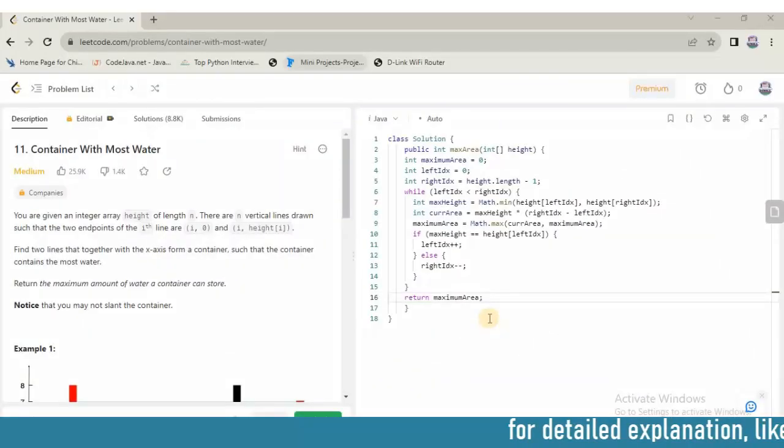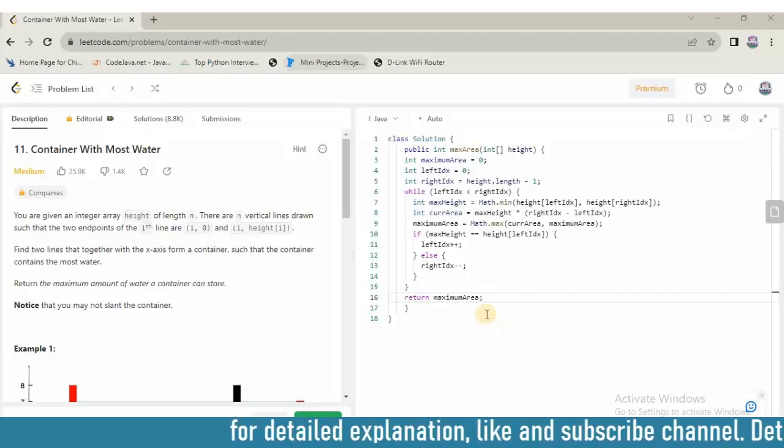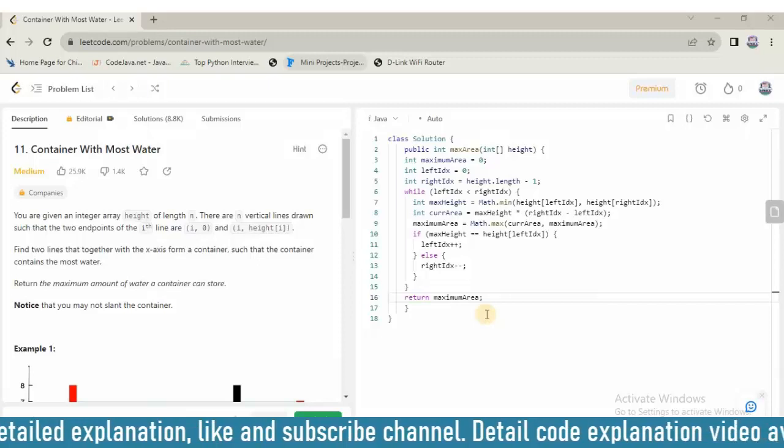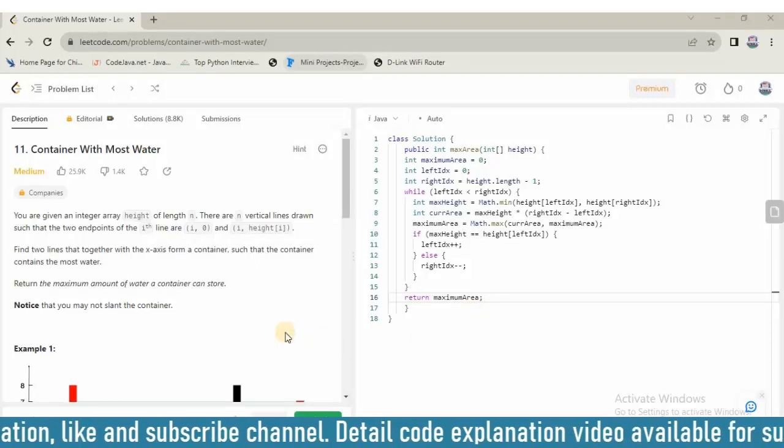Hello friends, this is the 11th question in the series sequence, but it is a most frequently asked question in many company recruitments: Container With Most Water.